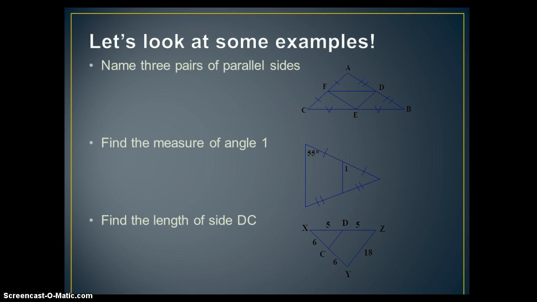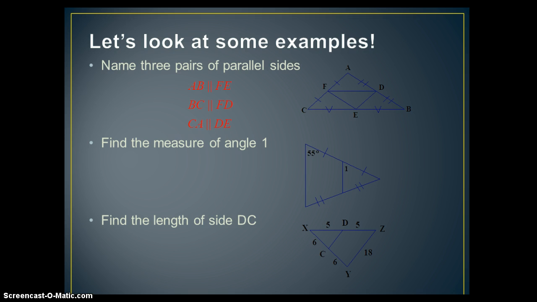Name three pairs of parallel sides. Well, we know that we have three midsegments inside my triangle, and we know midsegments are parallel. So if we look at our sides, we have AB is parallel to FE, side BC is parallel to FD, and CA is parallel to DE.